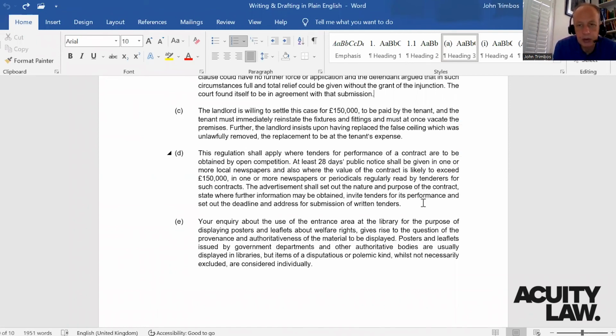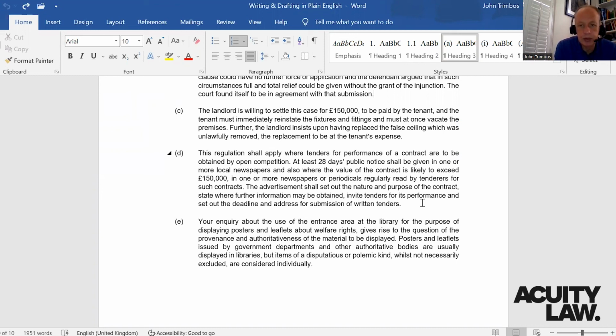And in particular, a lot of people misunderstand the second sentence. At least 28 days public notice shall be given in one or more local newspapers, and also where the value of the contract is likely to exceed £150,000 in one or more relevant trade journals. I've seen that expressed more succinctly than that. The point is, it is both and. It's one or more local newspapers, and also, so in addition, for the valuable contracts in the trade press.